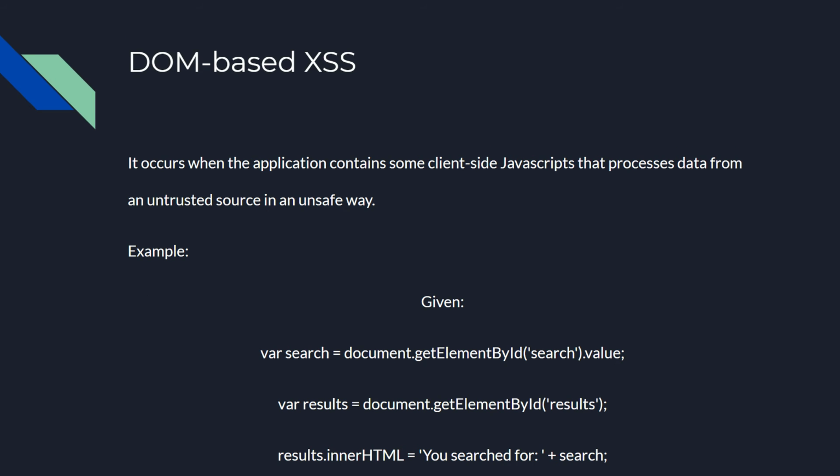DOM-based XSS occurs when the application contains some client-side JavaScript that processes data from an untrusted source in an unsafe way. In this example, the application uses some JavaScript to read the value from the input field and write that value to an element within the HTML, which is the given code.